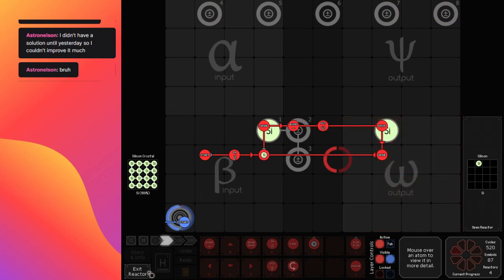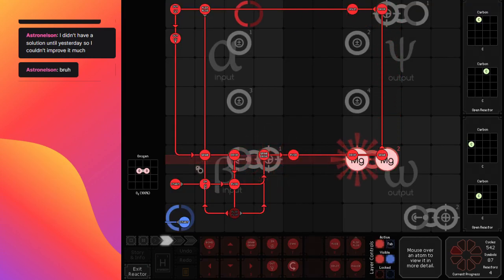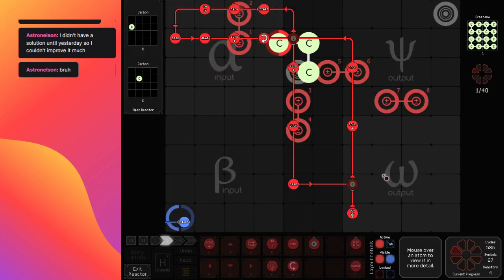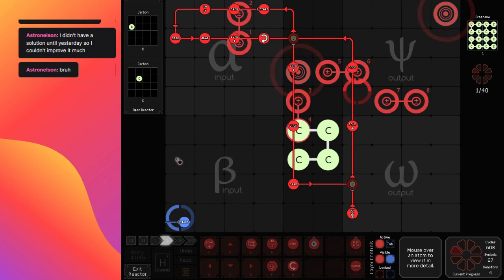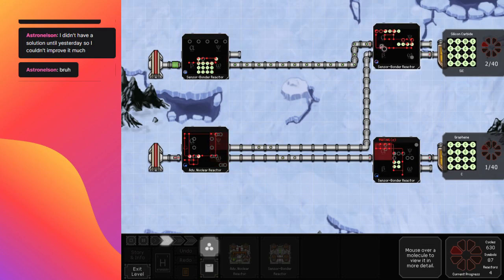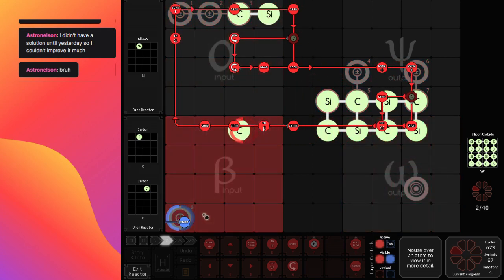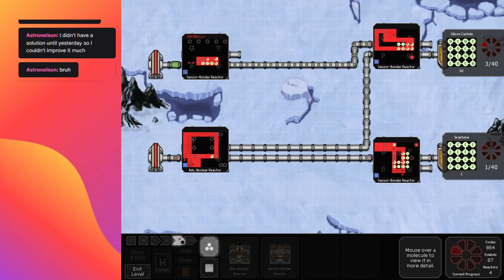Silicon stream. Carbon stream. Yep. And this is building the graphene. And this is building the silicon carbide. This was really just 4 Waldos. But yes.